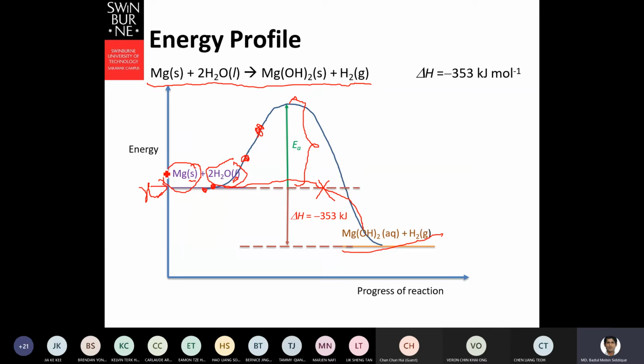The energy is increasing because the reaction needs to cross the barrier, this activation energy barrier. What is this activation energy? This is the minimum hurdle. Once again, this is the hurdle that the reactants must overcome so the reaction will cross over to the product side. This is activation energy.